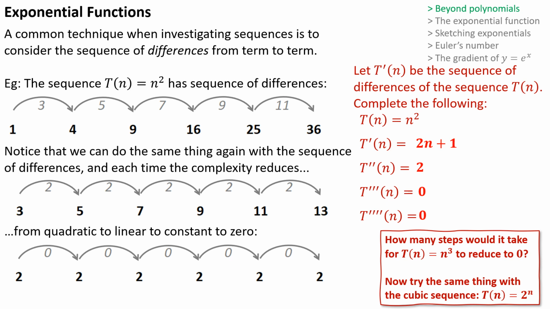What I'd like to do now is to think about what would happen if we started with a cubic sequence and then try the same process with an exponential sequence, one that's defined by the rule Tn equals 2 to the power n. So 2 to the 1 for the first term, 2 squared for the second term, 2 cubed, and so on. See what happens when you investigate the sequence of differences, the sequence of second differences, and so on.